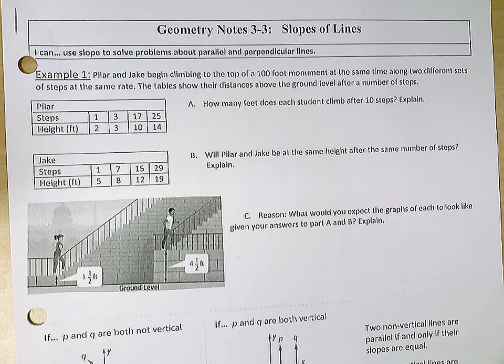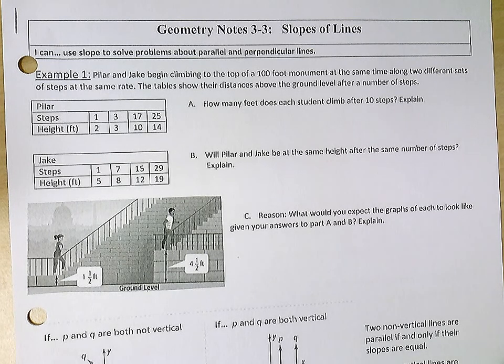Okay, so I gave you some time here to try and remember what slope means and what rate of change means. In example 1, Pilar and Jake begin climbing to the top of a 100-foot monument at the same time along 2 different sets of steps at the same rate. So you know their rate is going to be the same. That means the slope of both of these lines should be the same. The tables show their distances above the ground level after a number of steps. In letter A, how many feet does each student climb after 10 steps?